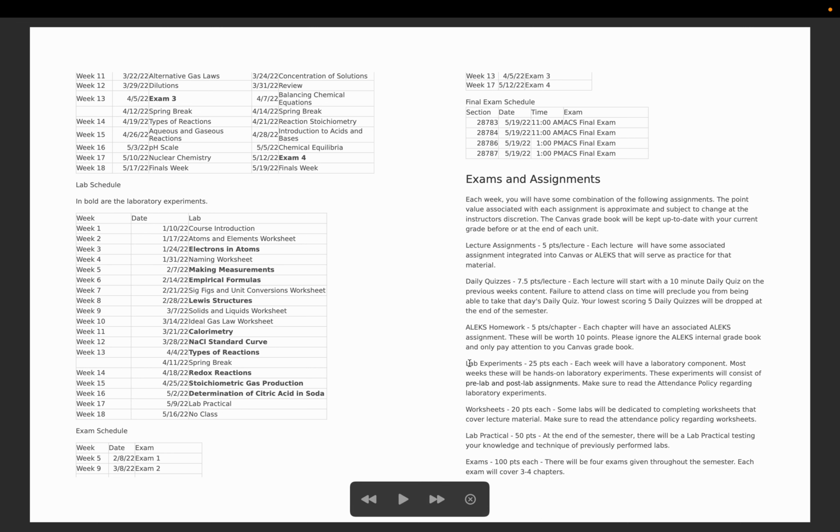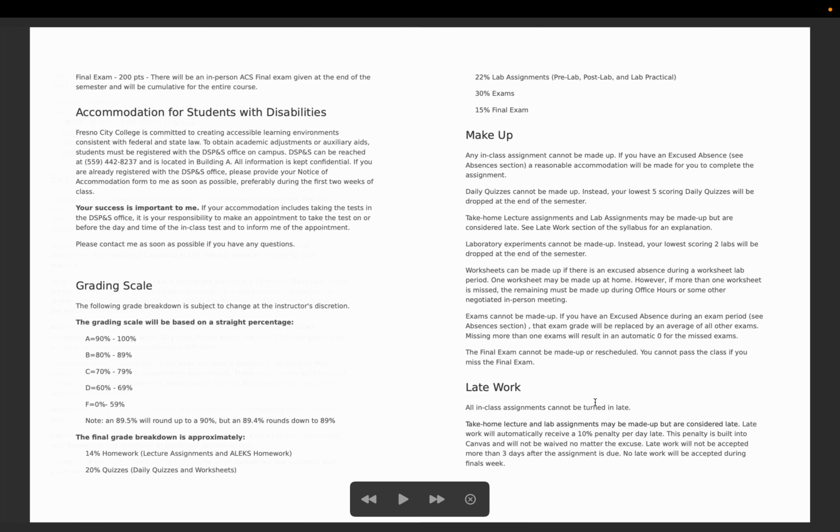Okay. Lab experiments will be 25 points. That includes both pre and post lab assignments. And then those worksheets that we do sometimes, those will be about 20 points each. Okay, so then what happens if you miss a lab experiment? So we talked about worksheets, right? If you miss a worksheet, you can complete one at home. Other than that, we're going to have to find you a proctored environment to do it.